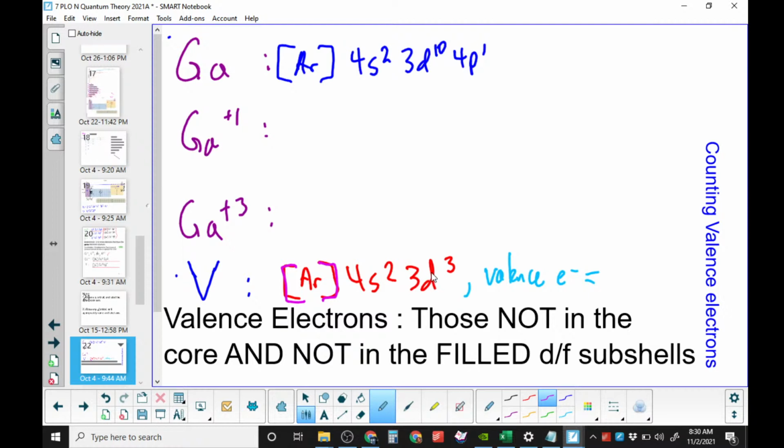That D subshell is not full, so it's still higher in energy. So it'd be 5. Are you reading the sentence down below? Because if you were, that was clever. This isn't full, so there are 5 valence electrons. But if you keep going, how many valence electrons are there in here?